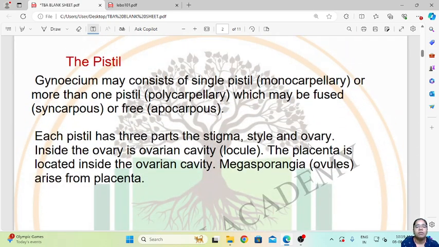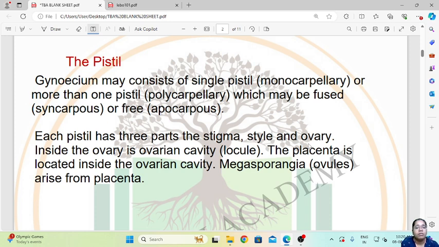First, let us see what the pistil is. The gynoecium may consist of a single pistil, that is monocarpellary, or more than one pistil, that is polycarpellary, which may be fused, that is syncarpous, or free, that is apocarpous.